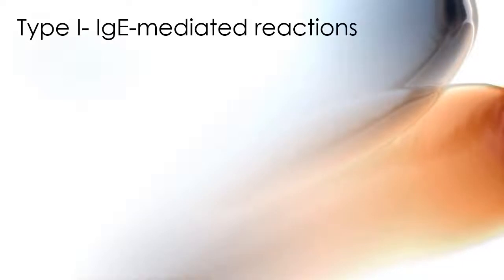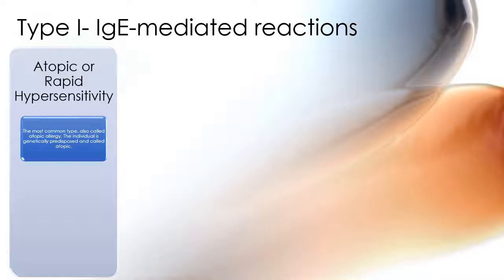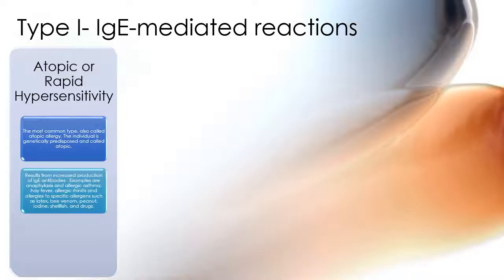Okay, so type 1, immunoglobulin E mediated reactions. Atopic or rapid hypersensitivity. It is the most common type, also called atopic allergy. The individual is genetically predisposed and called atopic. It results from an increased production of immunoglobulin E antibodies. Examples are anaphylaxis and allergic asthma, hay fever, allergic rhinitis, and allergies to specific allergens such as latex, bee venom, peanuts, iodine, shellfish, and drugs.